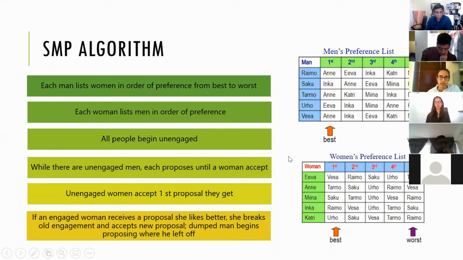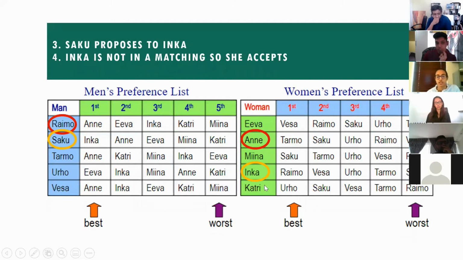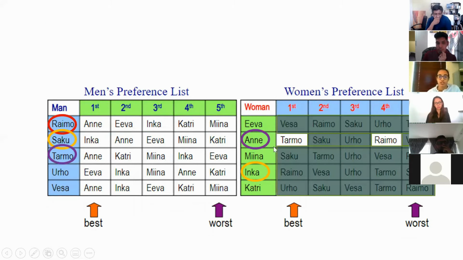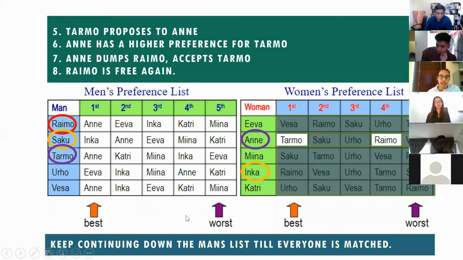So it might seem a bit confusing, but if we go through an example quickly, you've got these two lists. You start at the top of the man's one. Raimo proposes to Anne. Anne's not matched, so they make a matching. Saiku then proposes to Inka. Inka's not matched, so they make a matching. Tamo then proposes to Anne, but remember Anne was already matched to Raimo, but Tamo is higher up on Anne's list than Raimo. So she leaves Raimo and accepts Tamo. And you basically just carry on like this until everyone gets into a match. And if you follow that procedure, everyone gets into a match and all the matches are stable.